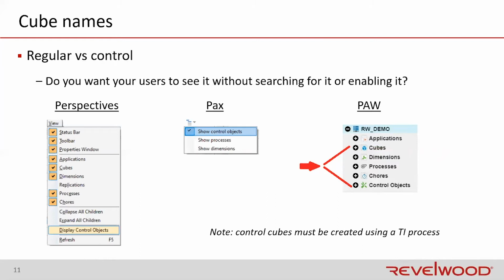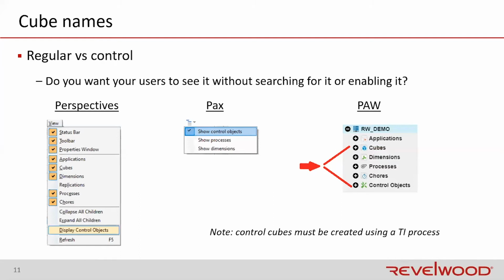But as people started implementing, as people started putting in new models and determined, I don't want people to see this control cube, I don't want people to see my global parameters, they created their own control cubes. And on a side note, control cubes can't be created using a normal aspect. The control cubes have to be created using a TurboIntegrator process. I was actually just reading something this morning on the IBM blog, and people were asking about that. So just to let everybody know, you can't just create a control cube using a normal cube. There is a special way to create it.